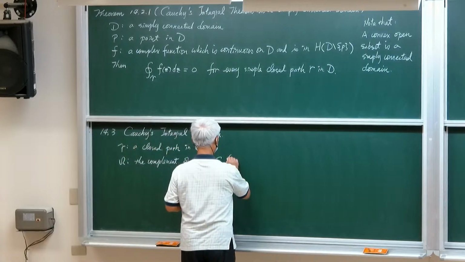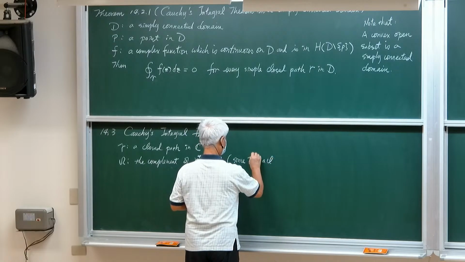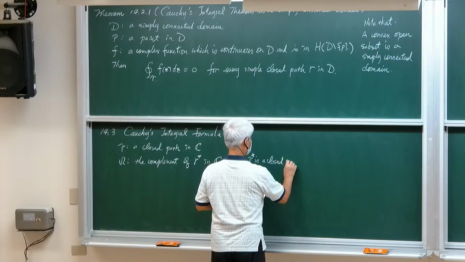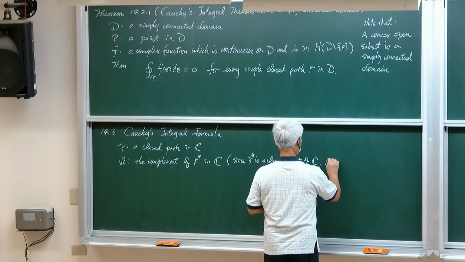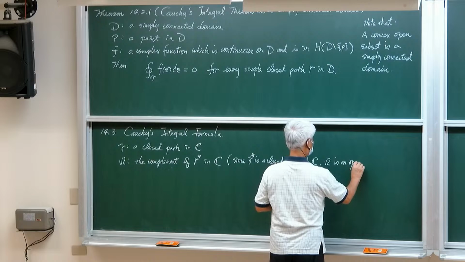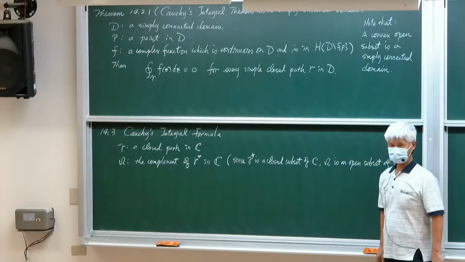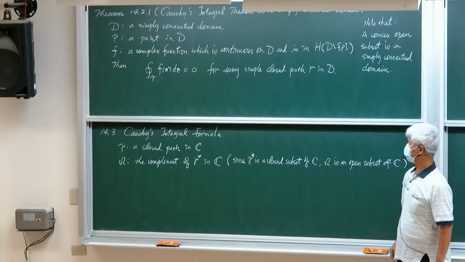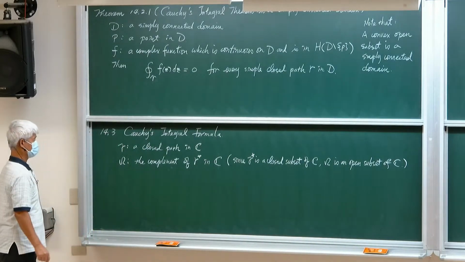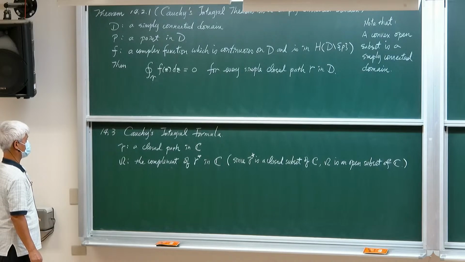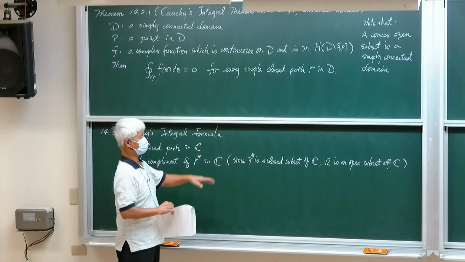Now, since gamma star is a closed subset of C, omega is an open subset of C. Right, so we know omega is an open subset of C.